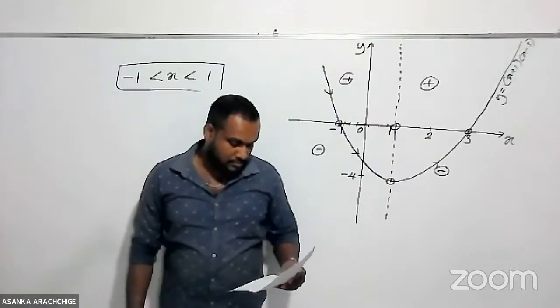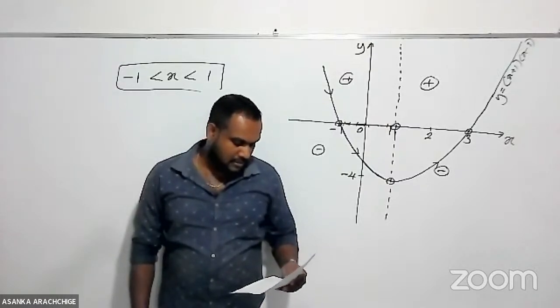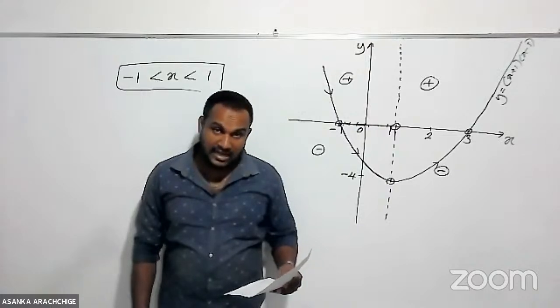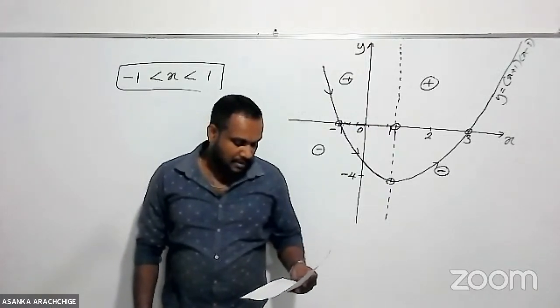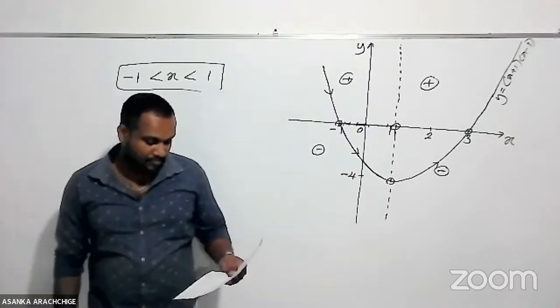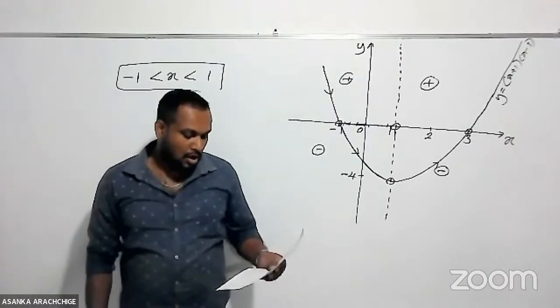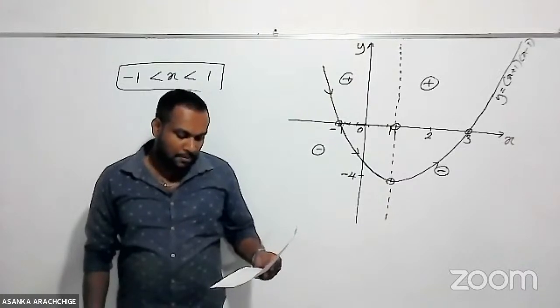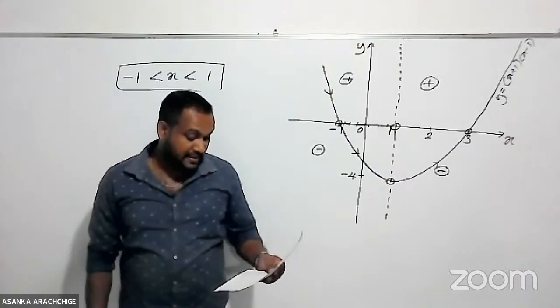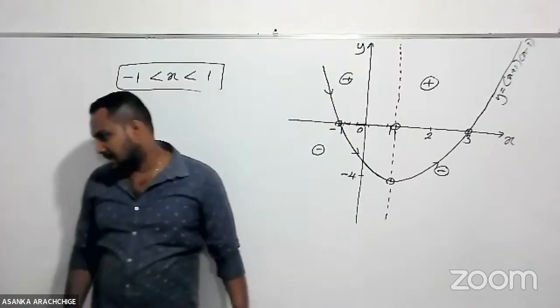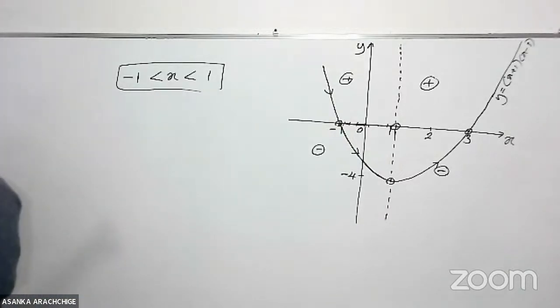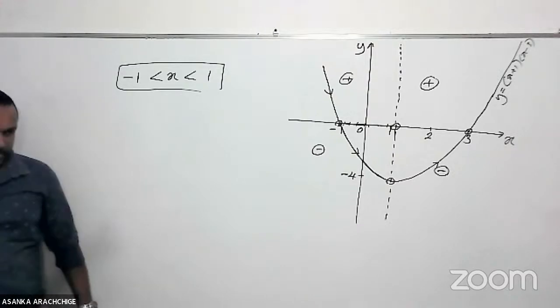Yes, part C, the last part of the question. By drawing a suitable straight line graph on the above coordinate plane, obtain a value for the square root of 3 to the nearest first decimal place, right? That is the only difficult part in this question.